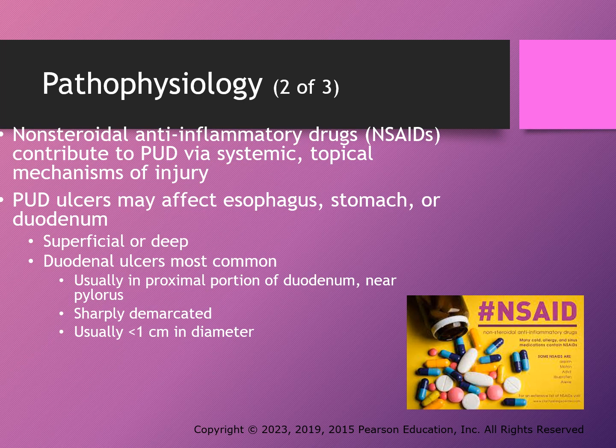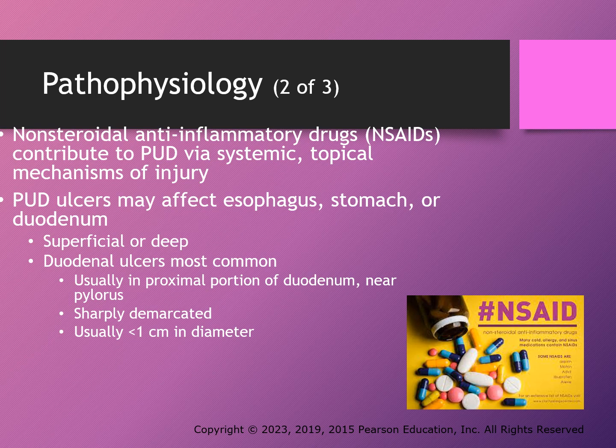NSAIDs contribute to peptic ulcer disease through both systemic and topical mechanisms of injury. Prostaglandins are necessary for maintaining the gastric mucosal barrier. NSAIDs interrupt prostaglandin synthesis by disrupting the action of the two COX enzymes. COX-1 is necessary to maintain the integrity of the gastric mucosa, and COX-2 responds to inflammatory stimulation.